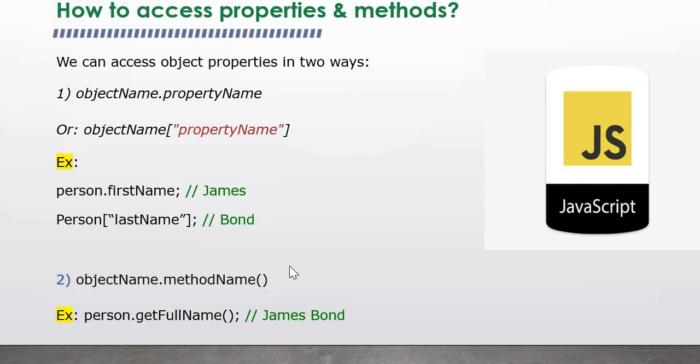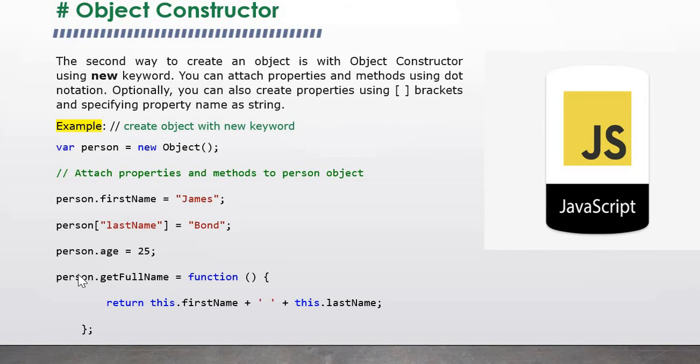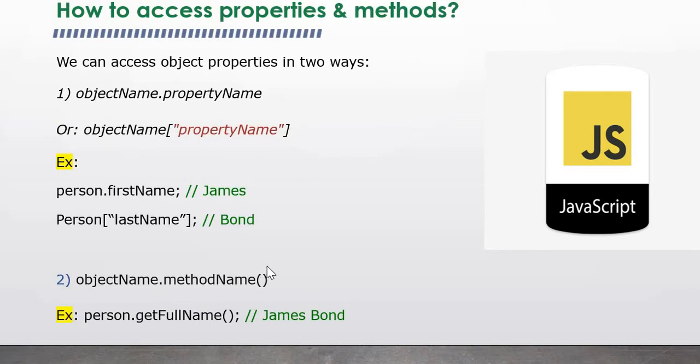In our last example we have seen, over here we have one of the properties called getFullName. This is the key, but its value is a method, or function. So if we want to call that method, you will use the object name dot method name, where person is the object and the method name was getFullName. So it will return whatever this method returns, like James Bond.